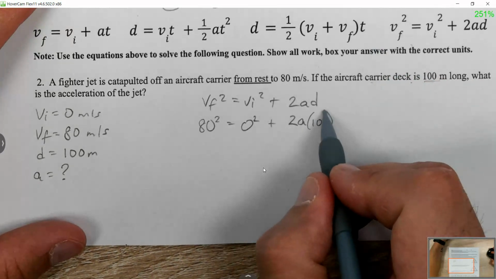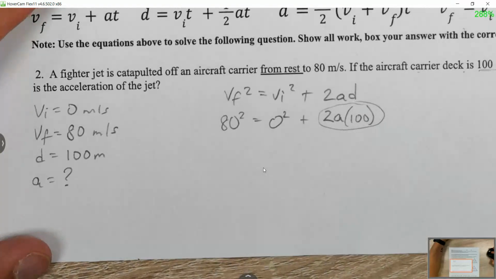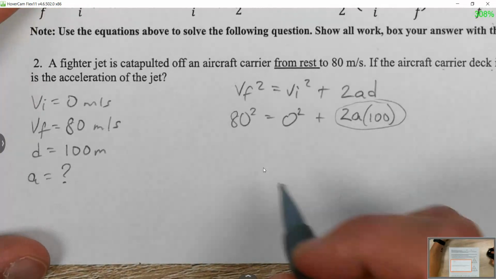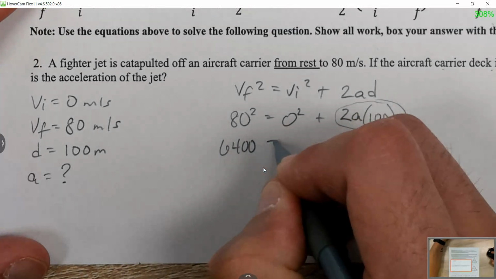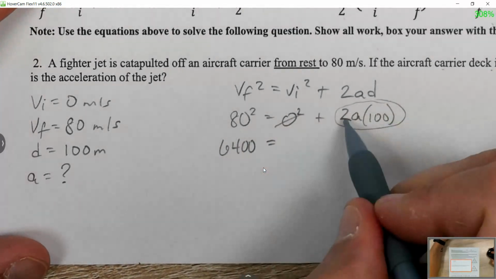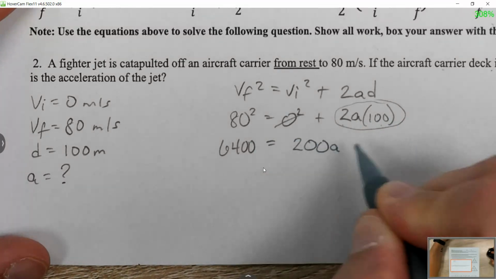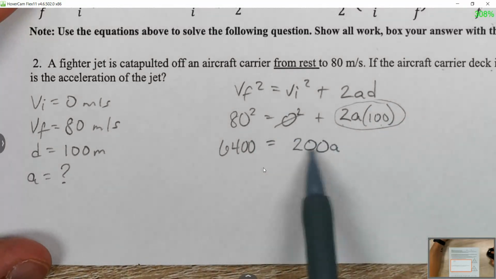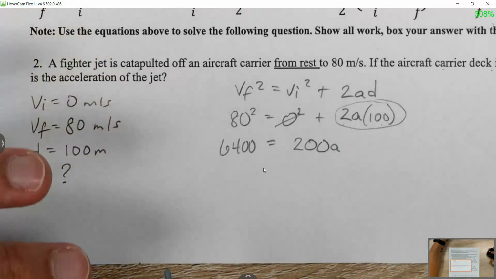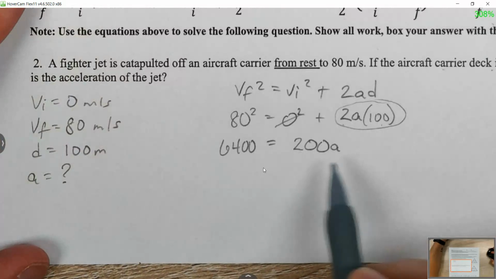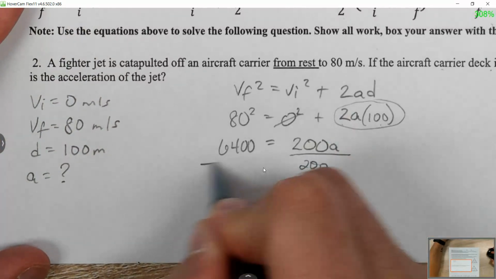All right. Now, all of this is together. We can't do anything to that. That needs to stay together. So in your calculators, 80 squared, 6,400, the 0 squared cancels out. 2 times 100 is 200, and it's 200a. This is 200 times a. You cannot just subtract 200 from the other side. It is together with it, so you must divide out to get acceleration by itself.